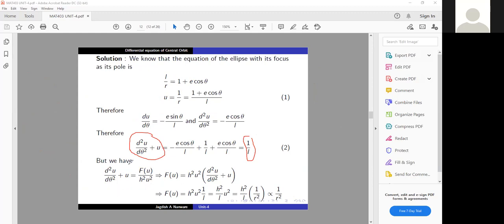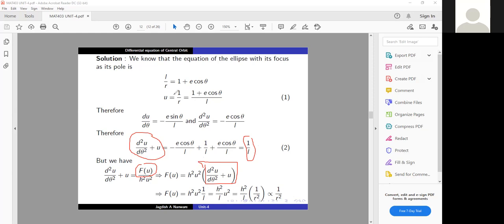Now we know the pedal equation: second derivative of U with respect to theta plus U equals f of U upon h square U square, and you just write the value of f of U. So f of U is equal to this, right? Now substitute the value of this term. This is 1 upon L from equation 2, and this is h square U square into 1 upon L. If you simplify further, this is h square upon L into U square.